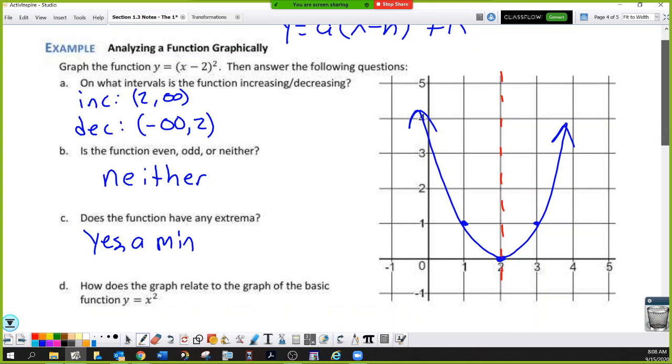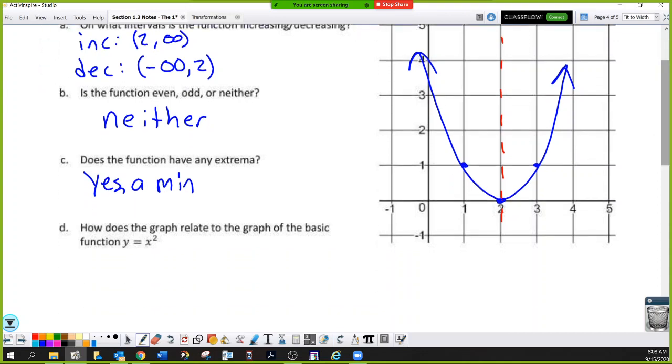And then how does this one relate to its parent function, y equals x squared? How's it different? Literally we used a transformation and we shifted it right 2 units. So the parent function shifted right 2 units lands on that one. I hope we're finding this lesson easy.